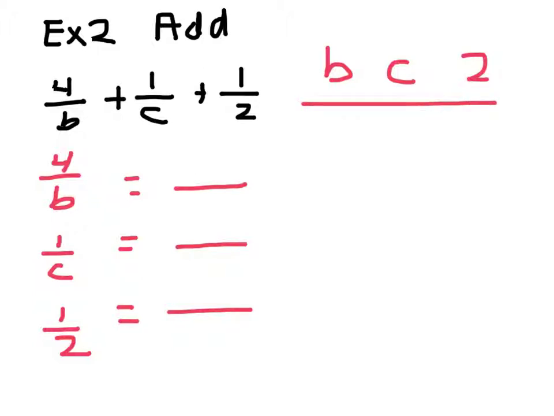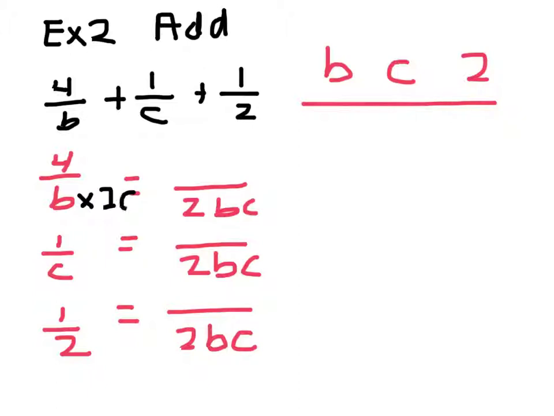Multiply these together, and you get 2bc. So 2bc is my common denominator. All right, let's finish this out. Let's see, b times what is 2bc? Well, I have to multiply it by 2c, right? Because b times 2c is 2bc. So I've got to multiply the top times 2c, and I get 8c.